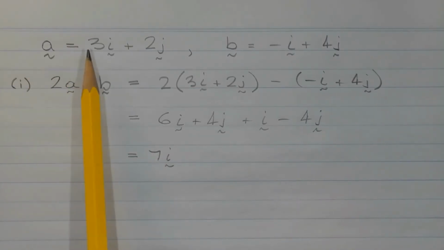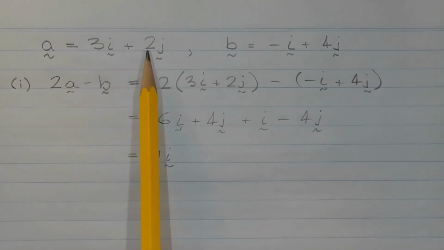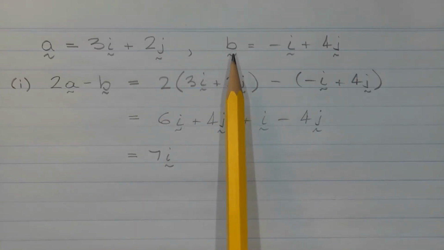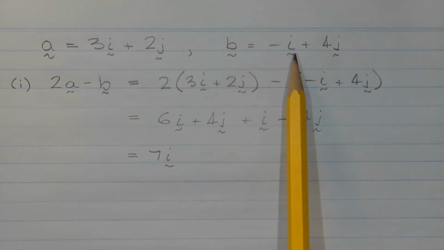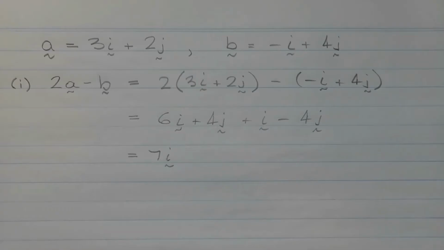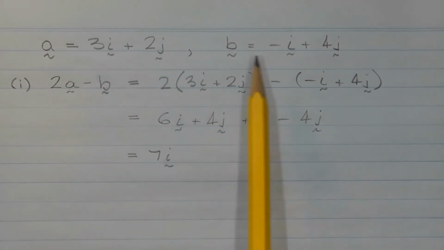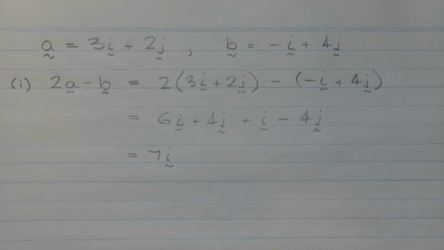Vector a is defined as 3i plus 2j, and vector b is defined as negative i plus 4j. So 2 times vector a minus vector b can be expressed as twice (3i plus 2j) minus (negative i plus 4j). So that's 2 times (3i plus 2j) in brackets minus (negative i plus 4j) in brackets.